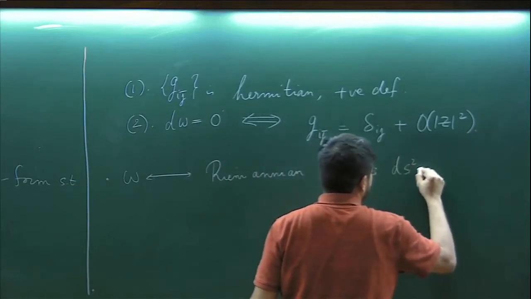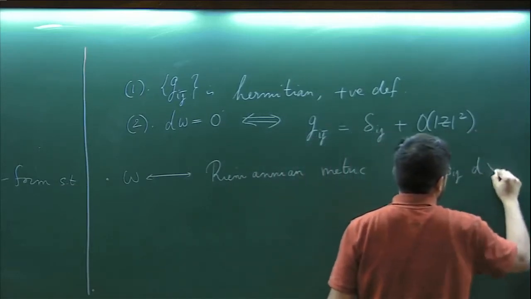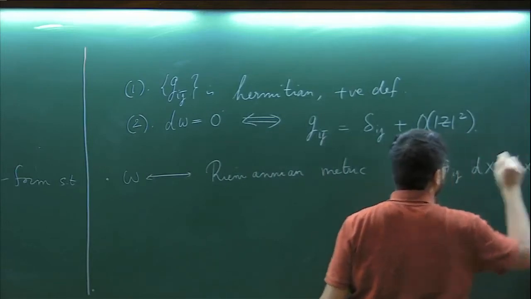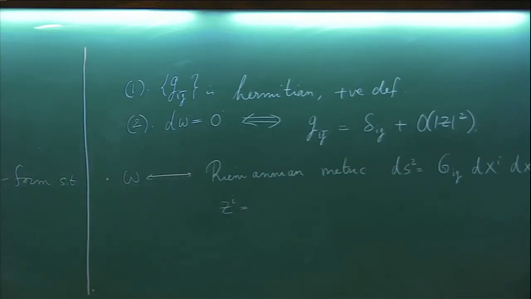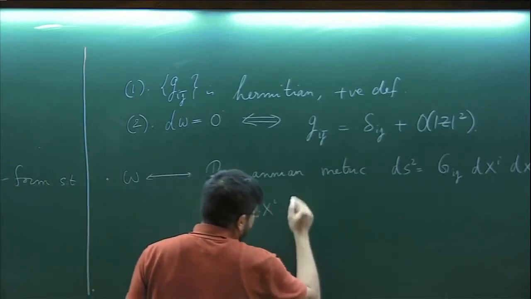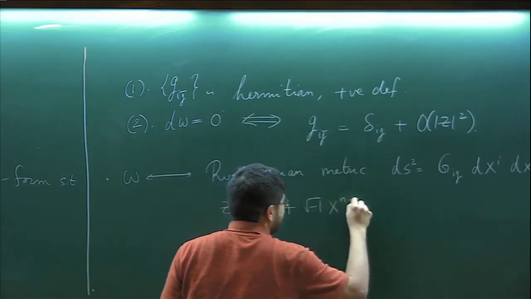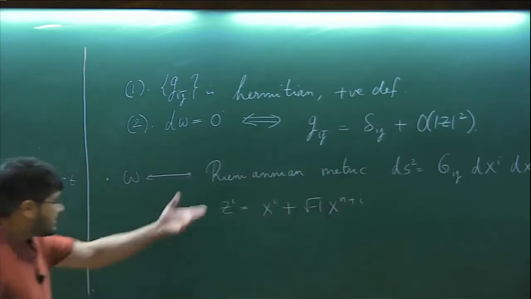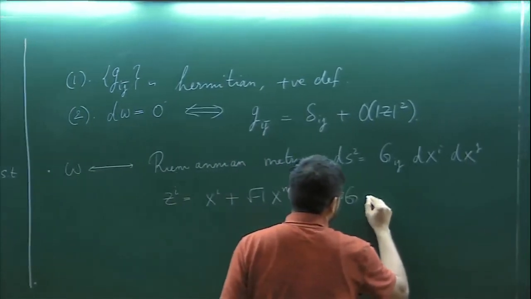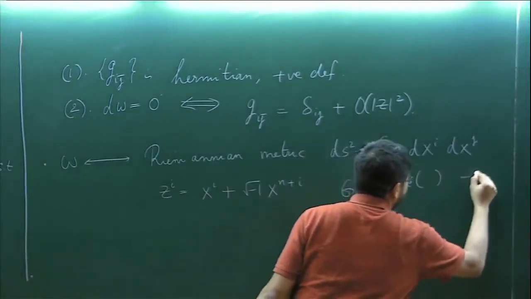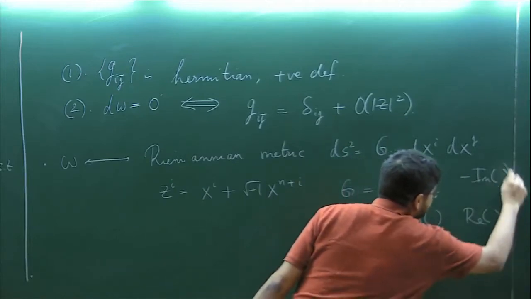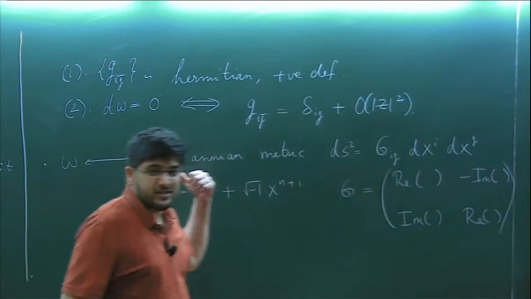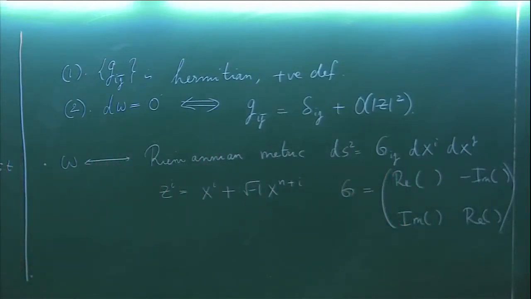Then we saw that if ω is such a form, then ω corresponds to a Riemannian metric, which can be written as ds² equals G_{ij} dx_i dx_j, where these x_i's are basically the real and imaginary parts of my holomorphic coordinates. So for instance, I could write this as this. And then G_{ij} is basically this matrix given by the real part minus the imaginary part, where this is the matrix G_{ij̄}.